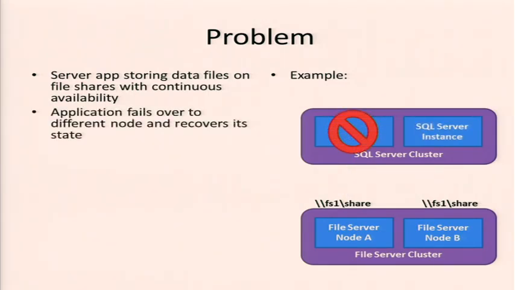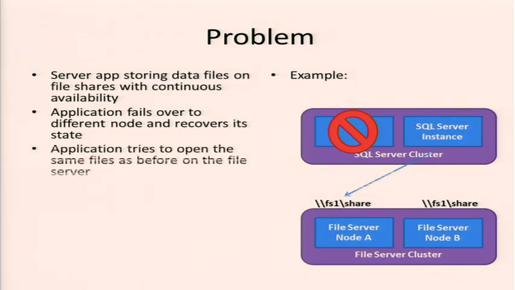When the application fails over to a different node and attempts to recover its state, the application will attempt to open the files that it had before the failure, right? So I'm running over here on this node. I have some files opened on this remote file server. This node disappears, let's say a power failure, and the application is started over here, and naturally that application has a configuration about what files it needs to open. It'll attempt to come back and open those files.